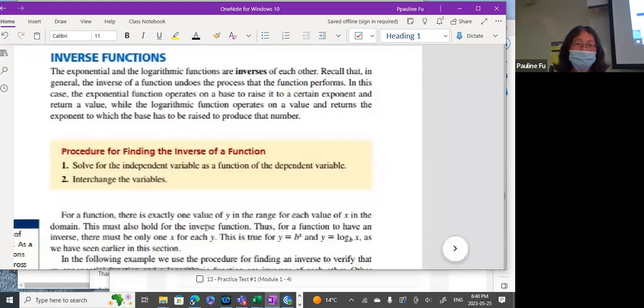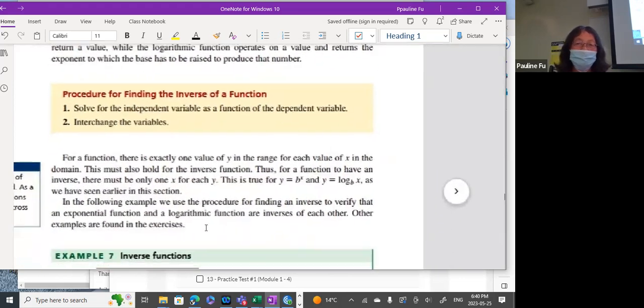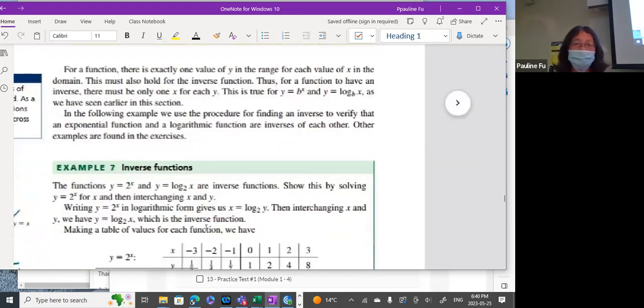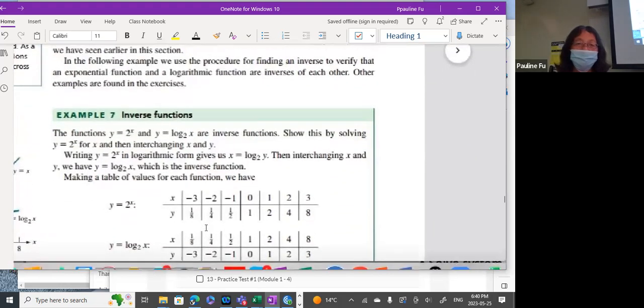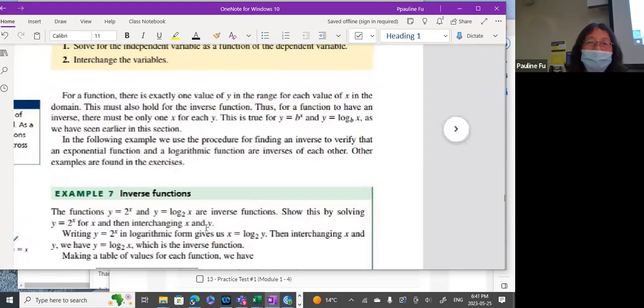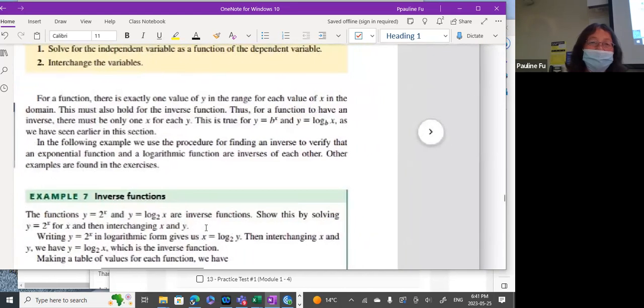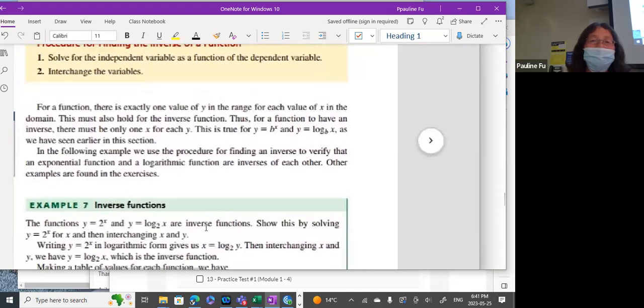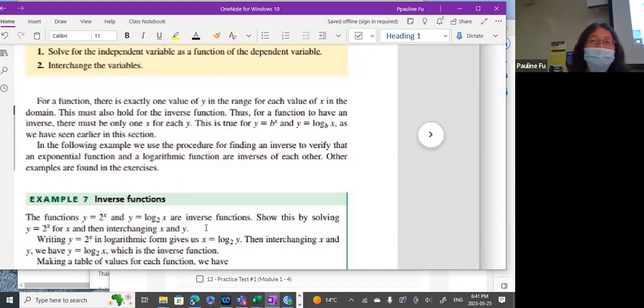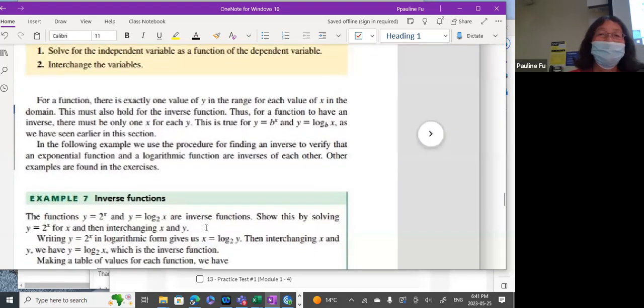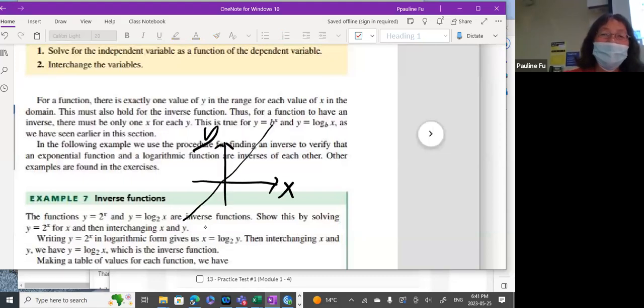This is inverse function. Procedure for finding inverse function. Let's do an example. What is an inverse function? It's just the opposite. So if you hold up a mirror, right? It goes in the opposite. So if you hold a mirror here, this straight line y equal to x, so they are mirror to each other.